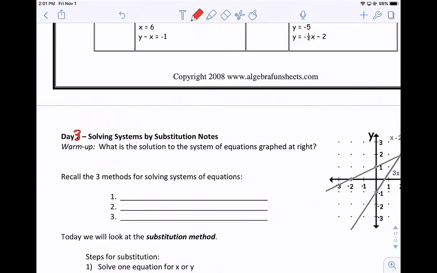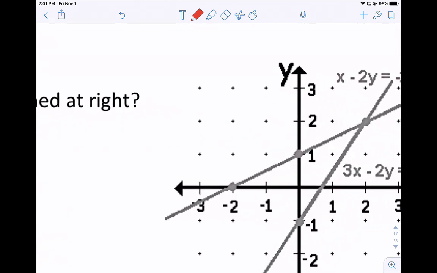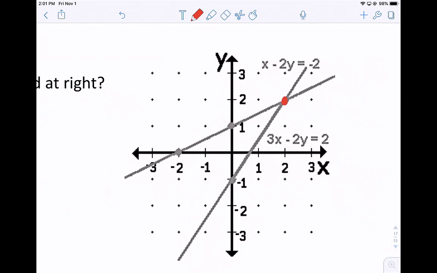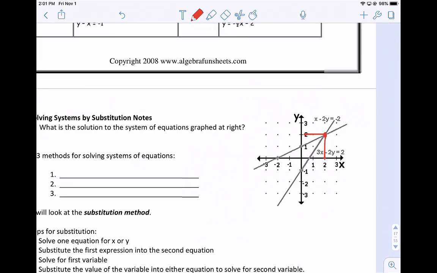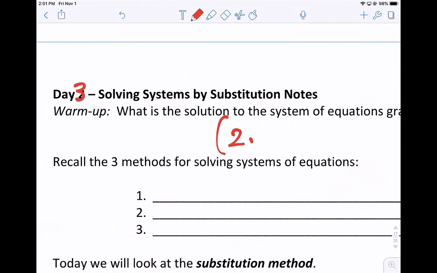Warm up, what is the solution to the system of equations graphed at the right? You're looking for your point of intersection, and that would be at (2, 2). So again, solving a system is graphing them and seeing where they intersect.